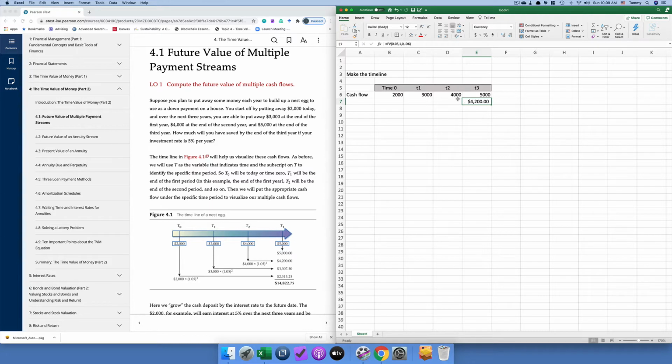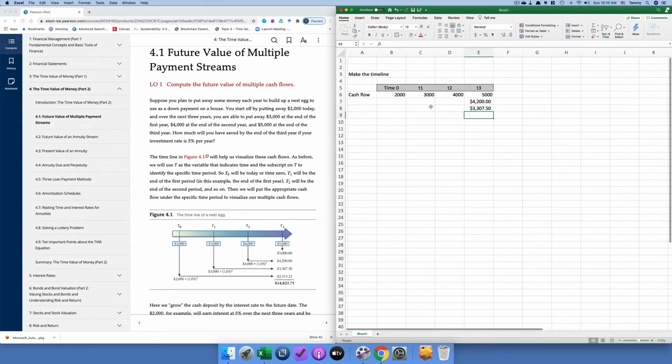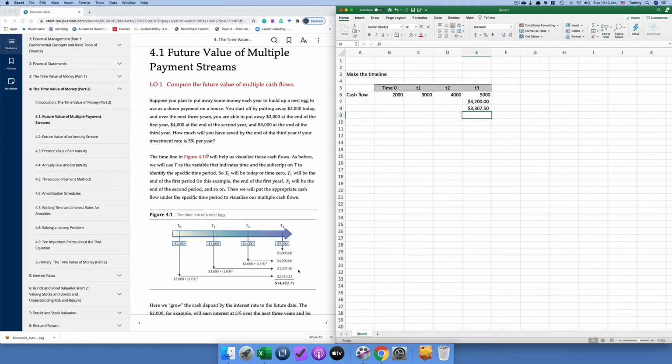You take the future value of each of these. So let's go ahead and do that again for the next one, which has to grow for 2 years. Payment was 0. Present value was a negative of this. Close paren, and that's 3307.50, just like it shows you in the book.